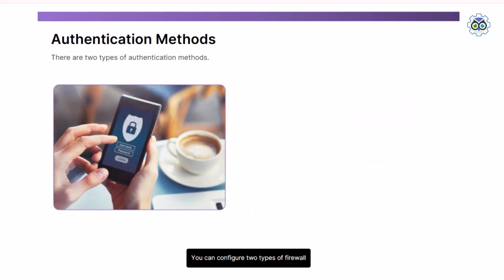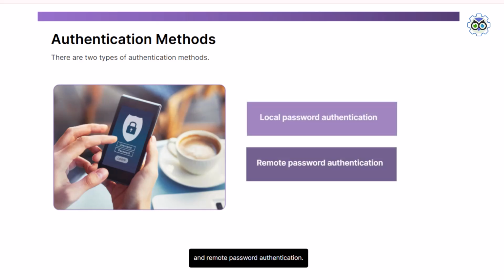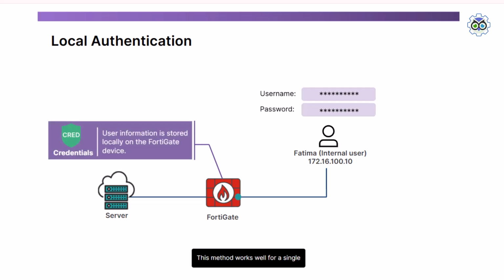You can configure two types of firewall authentication on FortiGate: local password authentication and remote password authentication. The difference between these two methods is on whether the user credentials are stored on FortiGate or on a remote authentication server. The simplest method of authentication is local password authentication. User information is stored locally on the FortiGate device. This method works well for a single FortiGate installation.